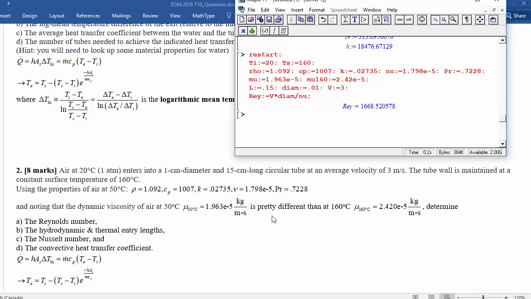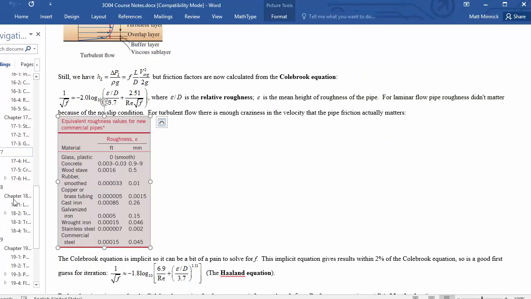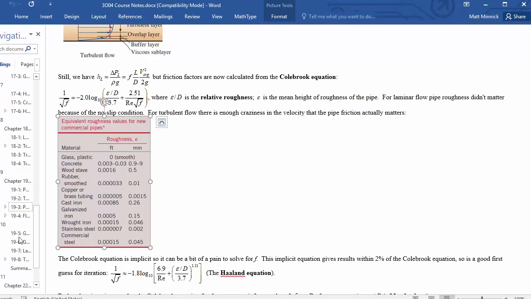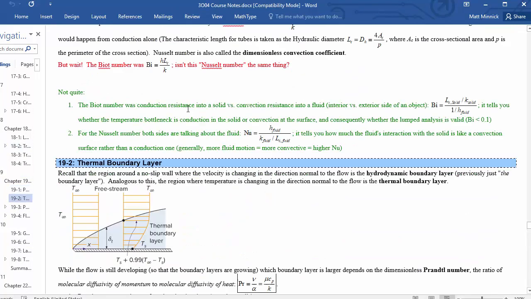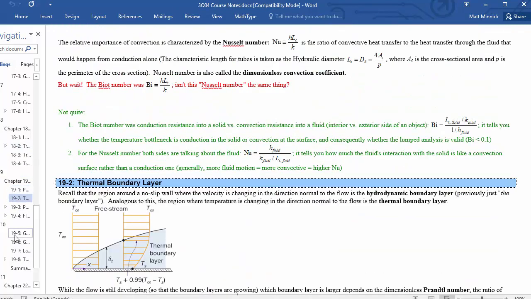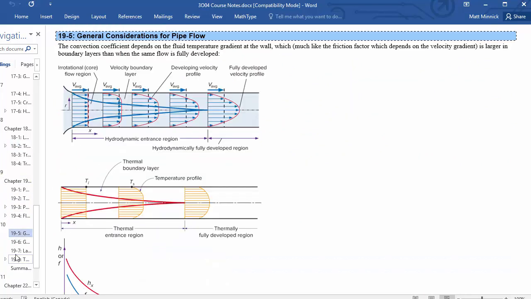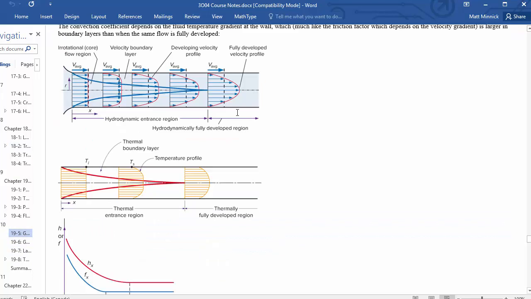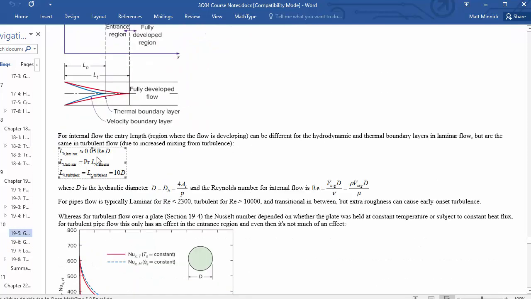Now that we've got the Reynolds number, we can say, hey, we are in laminar flow. So for the entrance length, we're going to go to the first part of chapter 19 here. Oh, wait a minute. Flow in tubes is the first part of the second half of chapter 19. So that's 19.5 there. And we have these nice formulas for the entrance length in laminar and in turbulent flow.